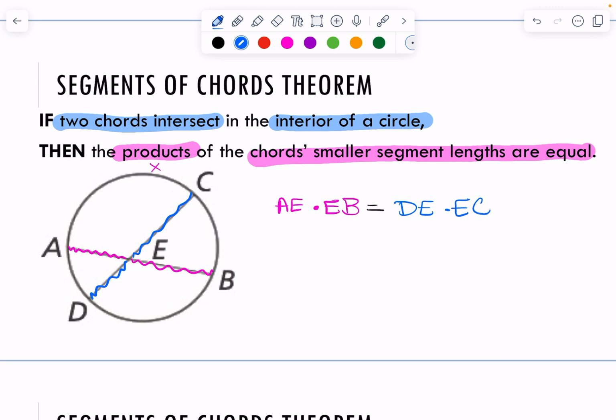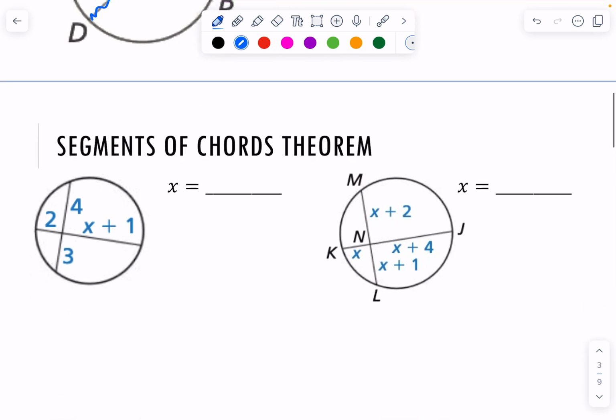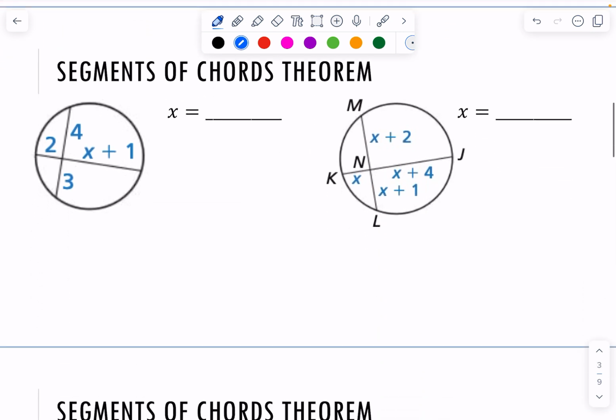Okay? Now, be prepared because on here, there is a chance you're going to get more quadratics going through with this part. So here we go. Segments of chords. Let's try a couple. The first one, I have 2 and x plus 1, so those are going to get multiplied, and that will equal the other chord's segments, 3 and 4, multiplied together.